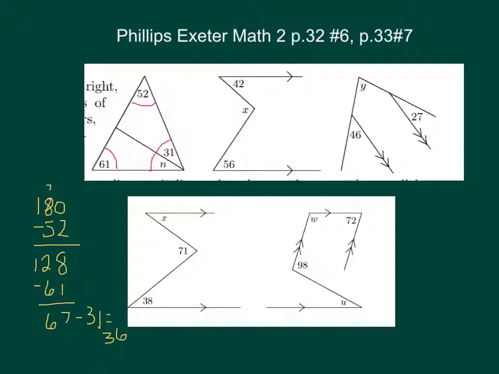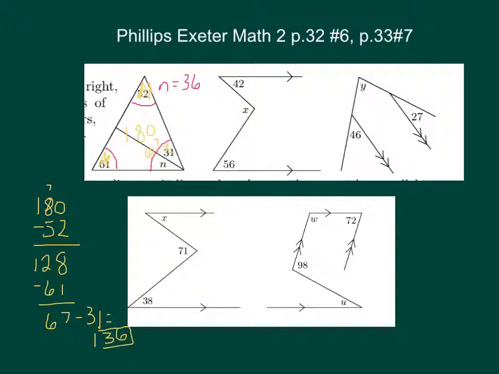36 for our n. So again, this whole triangle adds to 180. Subtract out our 52 here, our 61 here, and then that gave us 67 for this entire angle. We can subtract out the 31, and then our final answer there is n equals 36. So this right here, n equals 36.